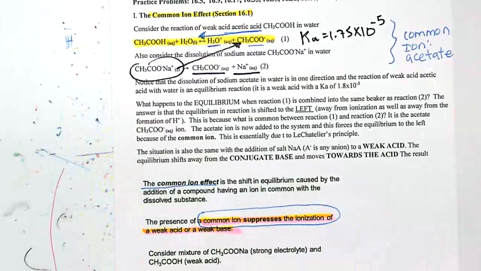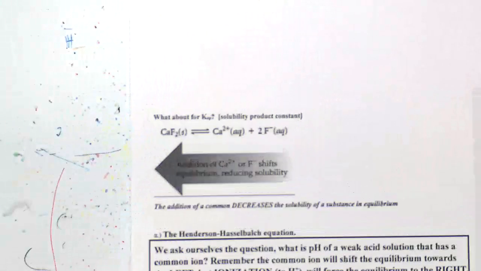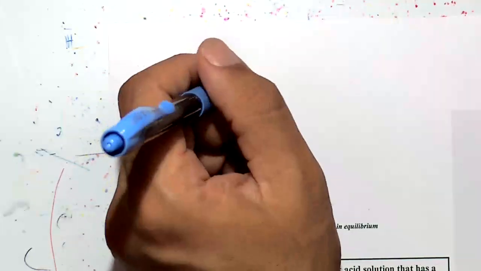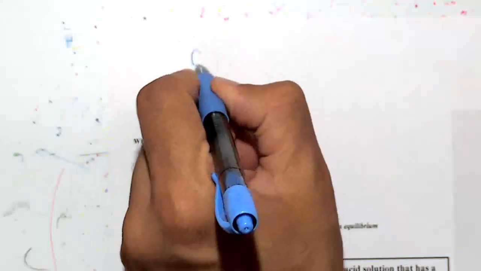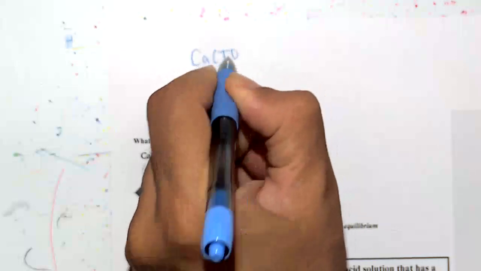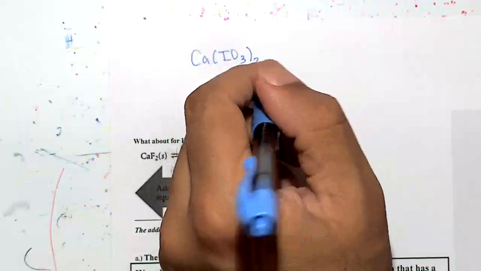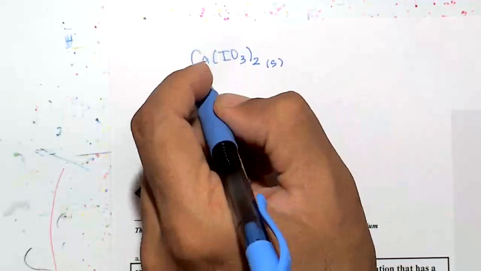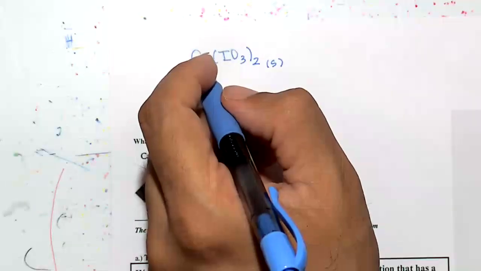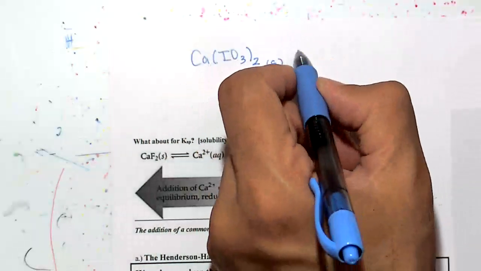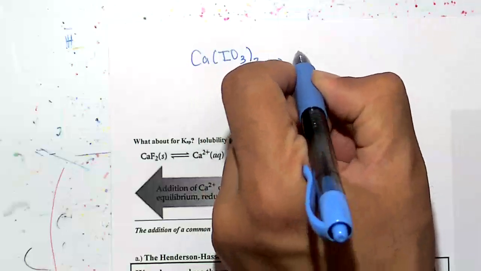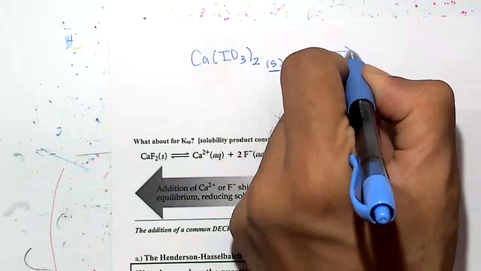All right, now I want to tell you something called KSP. I'm on page 2 now. In the lab that you did last week, we had a solid called calcium iodate. I don't know if you remember last week's lab. This solid is actually in an equilibrium. This is called calcium iodate.